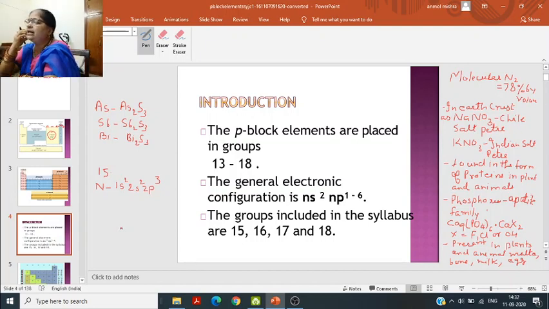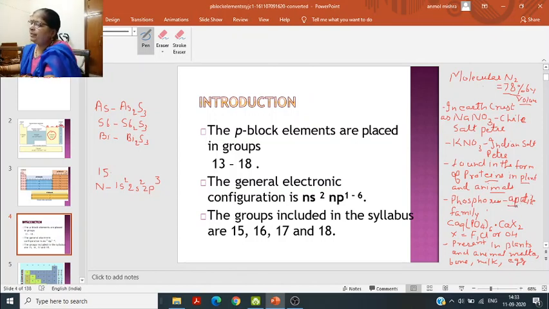Now the occurrence of the 15th group elements. First, molecular nitrogen is 78% by volume. In the earth's crust it is obtained as the mineral sodium nitrate, commonly known as Chile saltpeter. The second mineral is potassium nitrate, that is Indian saltpeter. It is also found in the form of proteins in plants and animals.